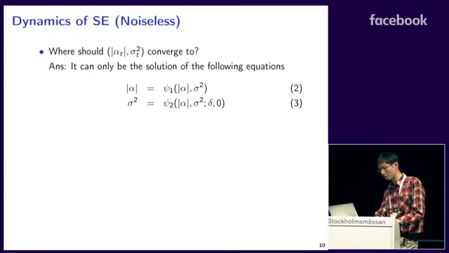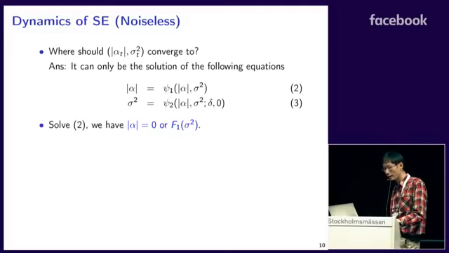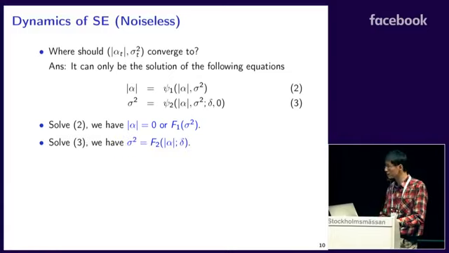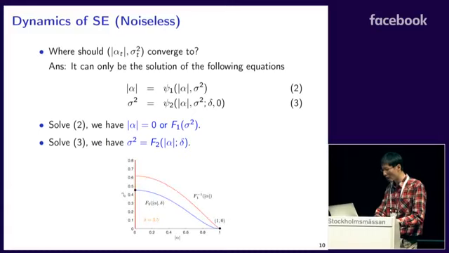To simplify these, let's first solve alpha from equation 2 for fixed sigma. Then we get that the absolute value of alpha equals 0, or the positive solution f1 of sigma squared. Then we solve equation 3 for sigma squared for a given alpha, and we get sigma squared to be a solution referred to as f2, a function of the absolute value of alpha and delta. So the f1 and f2 will look like this, which I plot for delta equals 3.5.